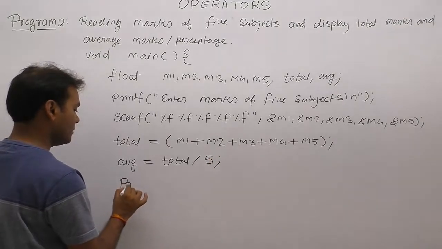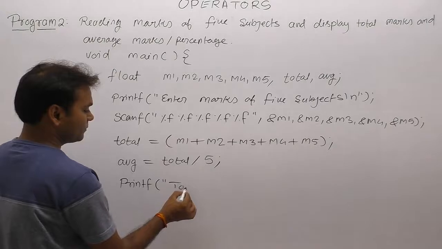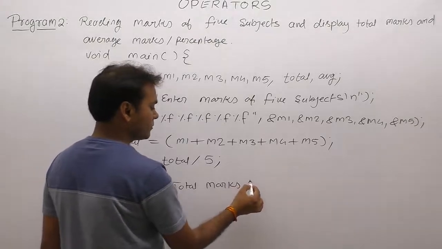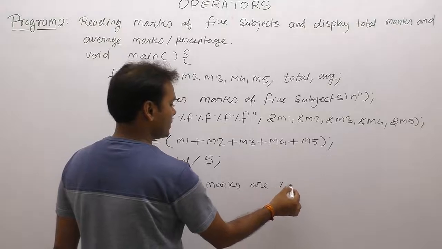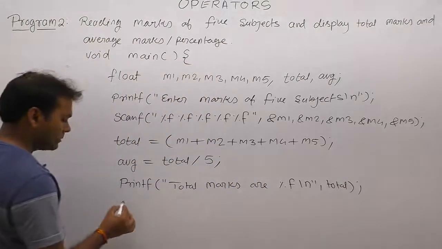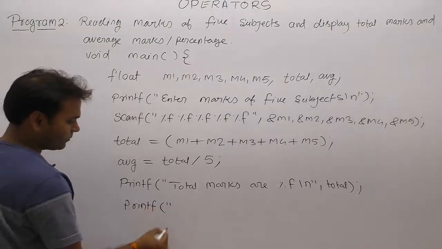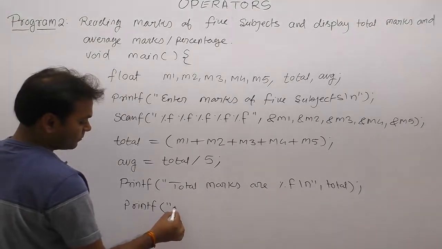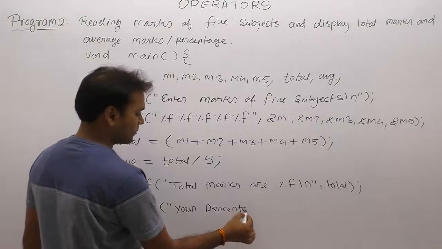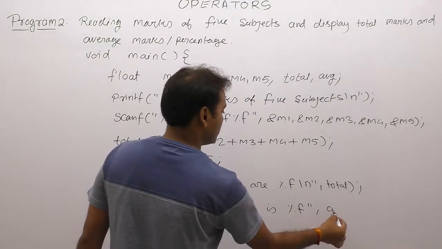Then finally displaying printf. Here p is small. Printf, displaying total marks you got %f \n display value of variable total. Next one, displaying average marks separately or percentage. Printf, your percentage is %f, means value of average.